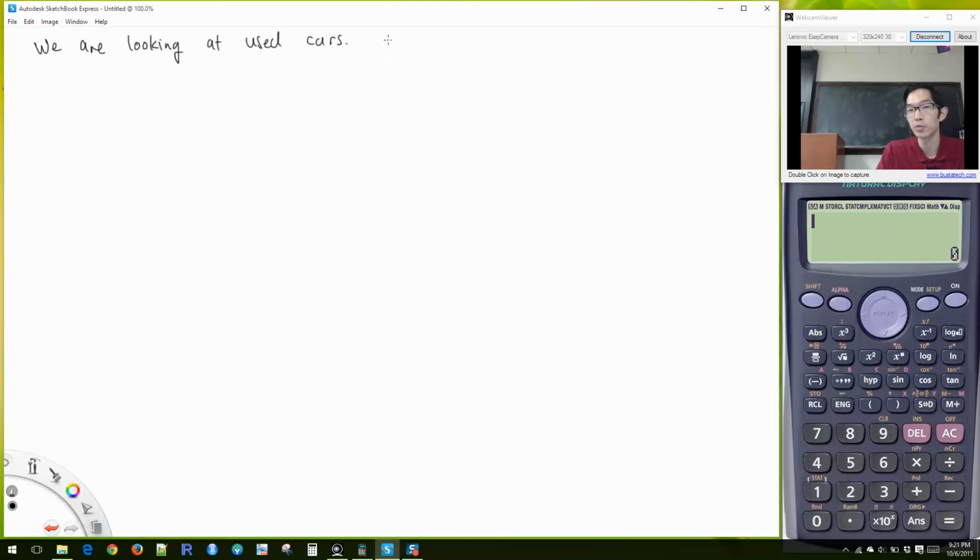Okay, and we're going to relate the age of the vehicle, X, to the price of the car, of the vehicle, Y, okay? So we want to predict price based on age.